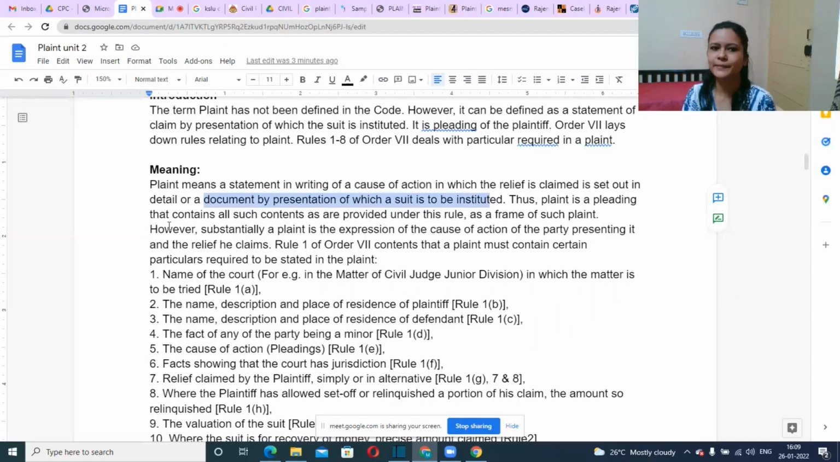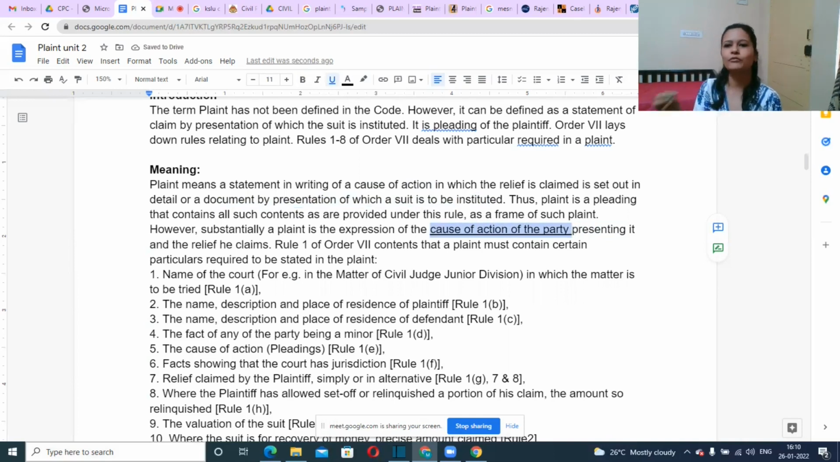So a plaint is a pleading that contains all such important things that we need, and how to frame such a plaint. However, substantially a plaint is the expression of the cause of action of the party, as in the cause of action of the plaintiff: what is the reason or on what grounds he is going before the court, and what are his main claims or other things that the court has to decide.